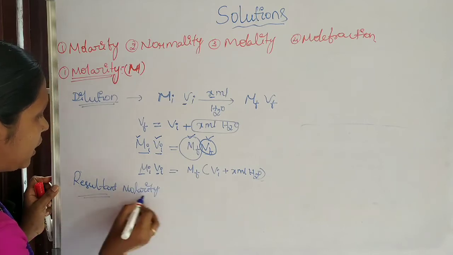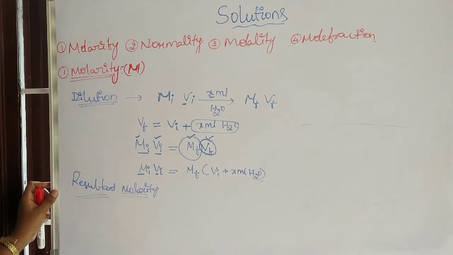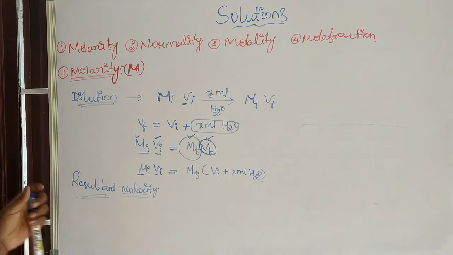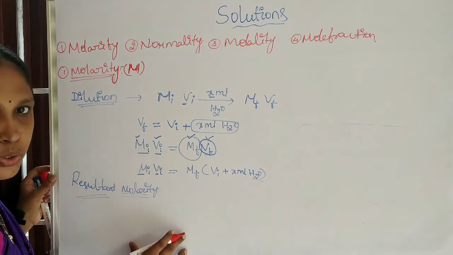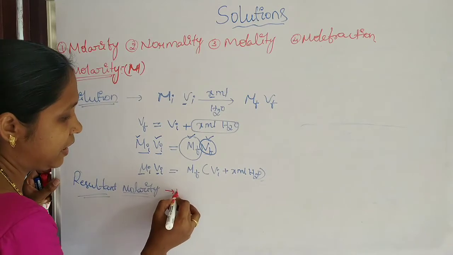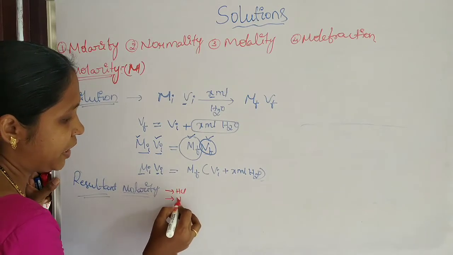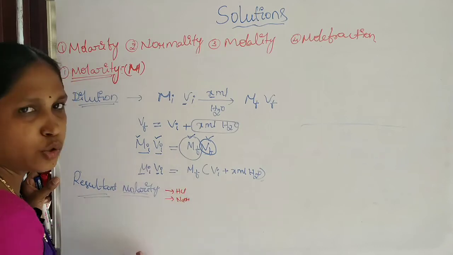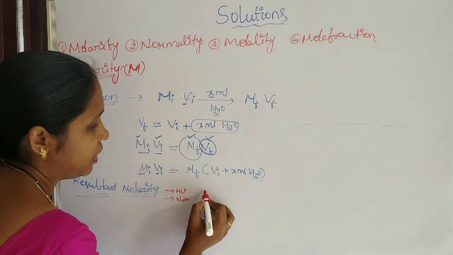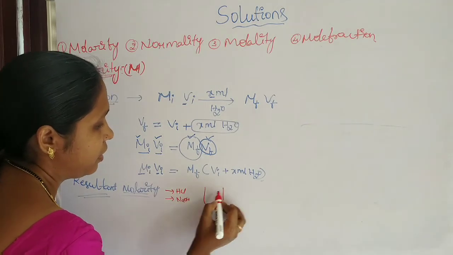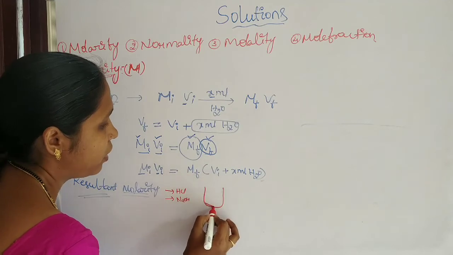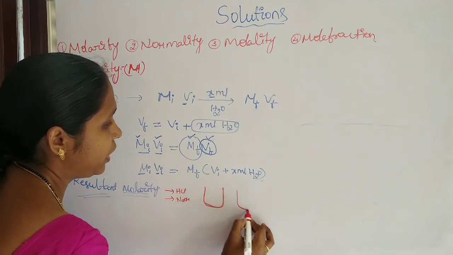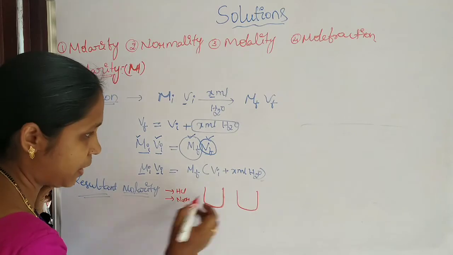Calculation of a resultant molarity means here: we take the same solution, an acid like HCl or a base like NaOH, any one solution, but take two different samples of the same solution.